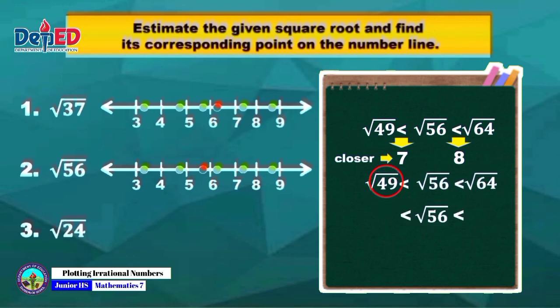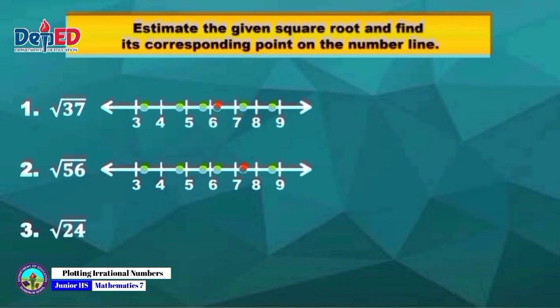The square root of 49 is equal to 7, and the square root of 64 is equal to 8. Since the square root of 56 is closer to 7, the point must be closer to 7. Locate 7 and 8 on the number line and say freeze if you see the point. Freeze!